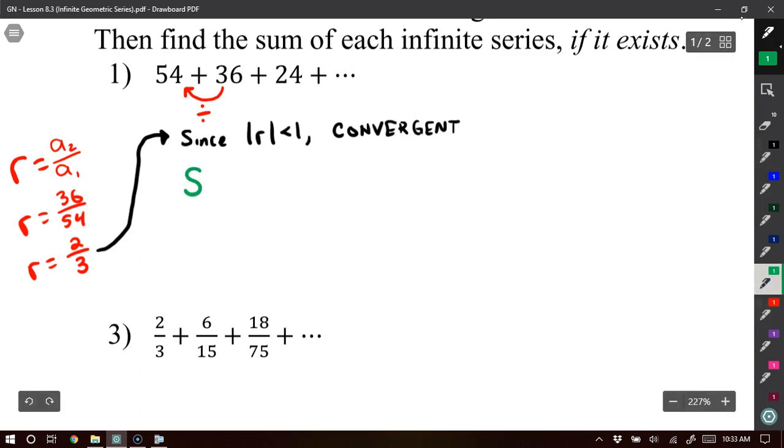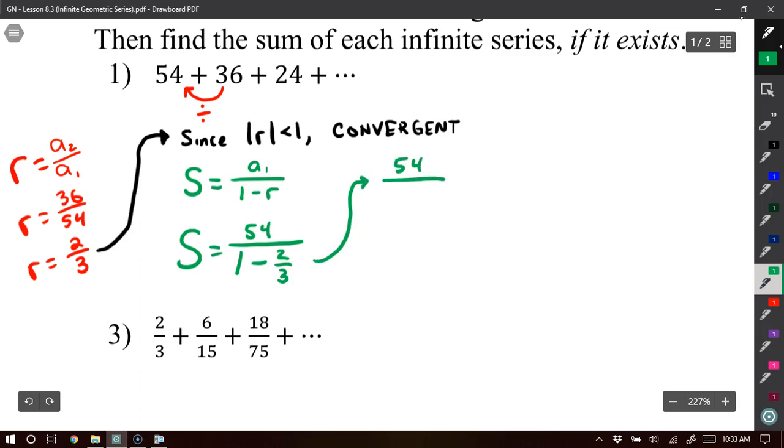So I'm going to have the sum. The formula for a convergent series was A1 over 1 minus R. So I have my first term, which is 54. I am dividing by the quantity 1 minus my ratio, so 1 minus 2/3. So in this case, I have 54 over 1/3. Well, I'm dividing by a fraction, so I'm going to leave that 54 there, and I'm going to flip the 1/3 and multiply. So 54 times 3, the sum of this infinite geometric series is going to be 162.